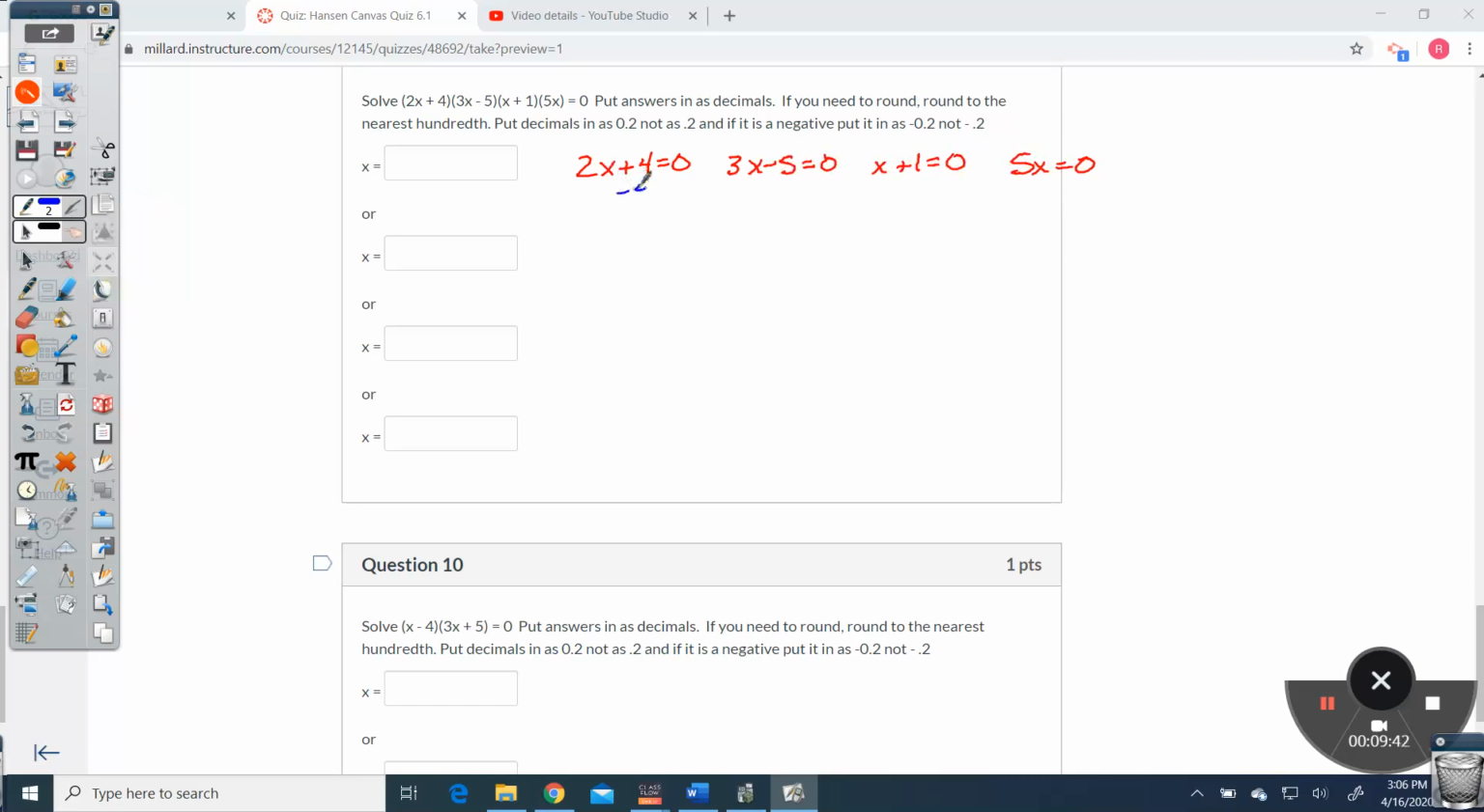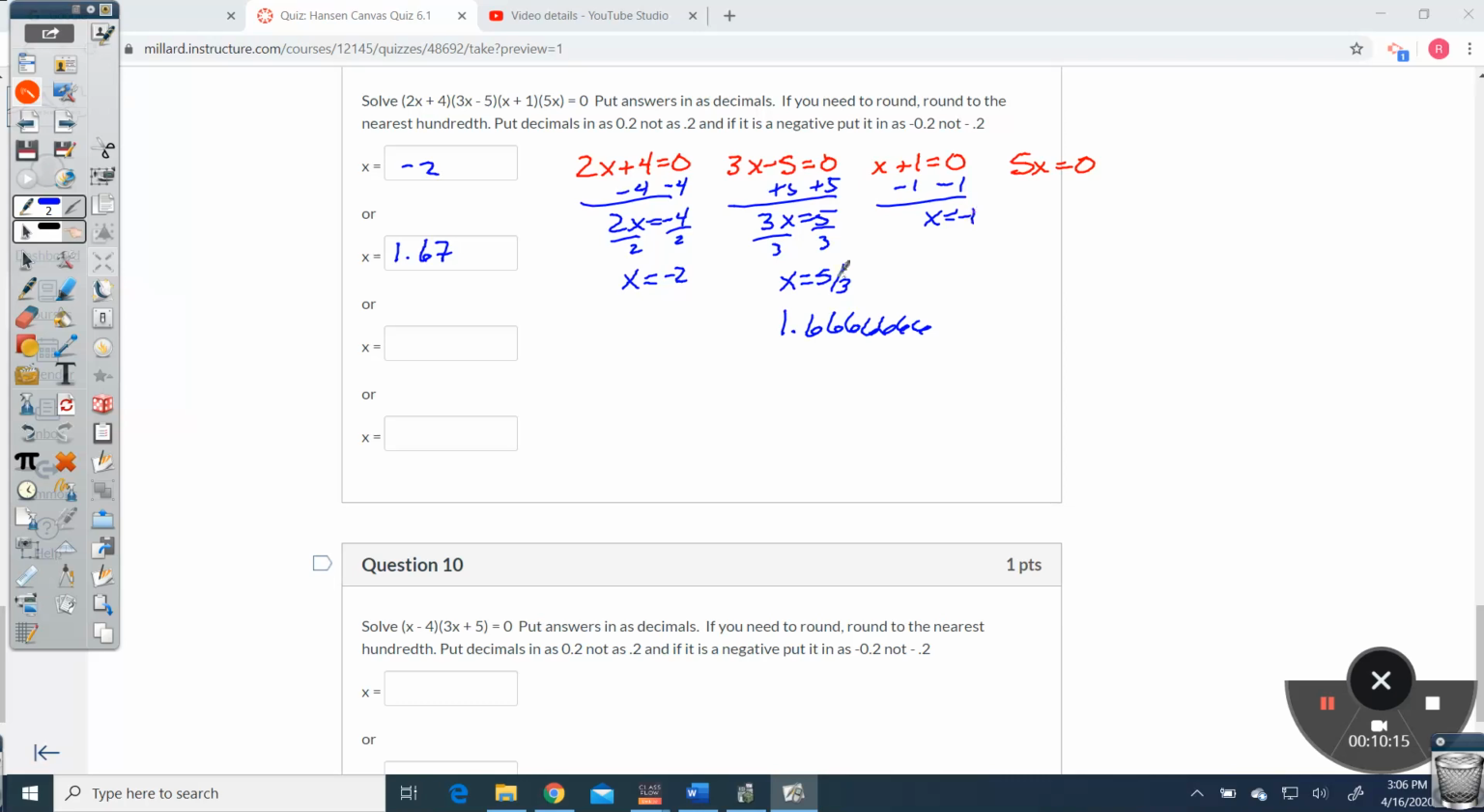So now I just minus the 4 over. So 2x equals negative 4. Divide it by 2, and x equals negative 2. To get rid of the minus 5, I add 5. So 3x equals 5. Divide it by 3, and x equals 5/3, which when I type into the calculator is 1.666666 forever, or I round it to 2 decimal places, 1.67. On this one, to get rid of the plus 1, I minus the 1, so x equals negative 1. And on this one, I divide it by 5, and 0 divided by anything is still 0.